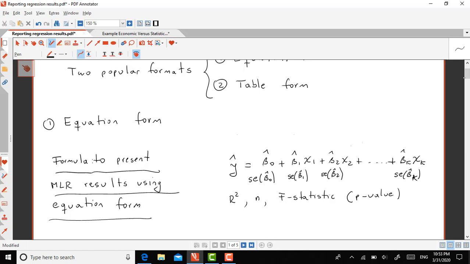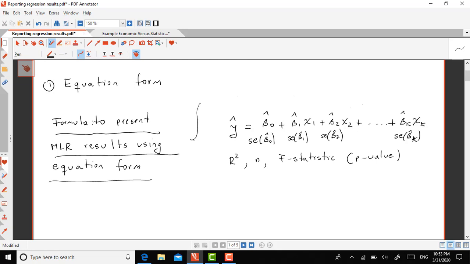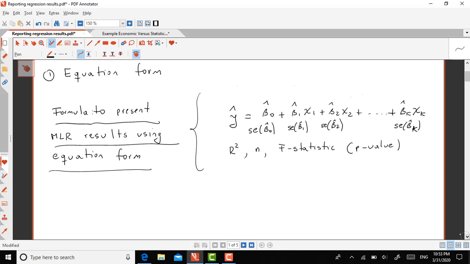Okay, so let's use our example to see how to apply this formula in the context of a specific example. So let's look at our example. Okay, so remember, we go back.